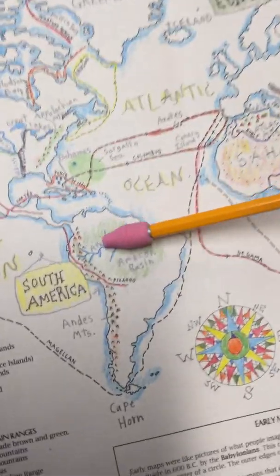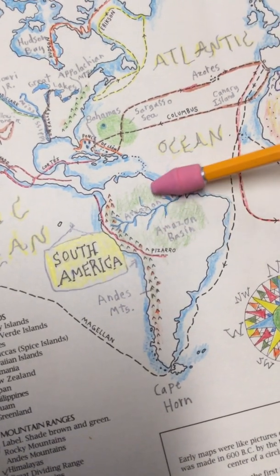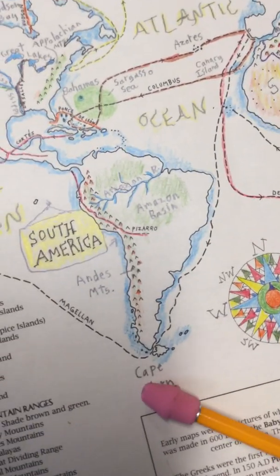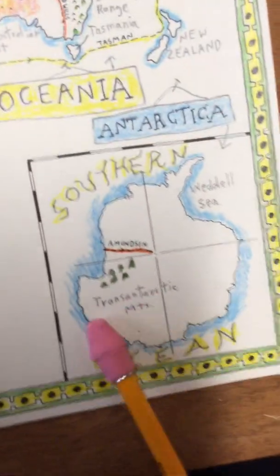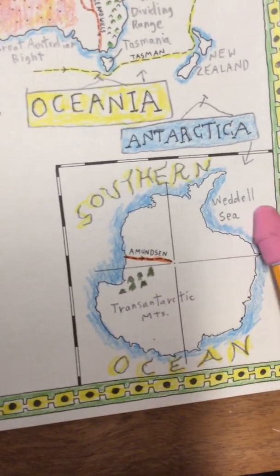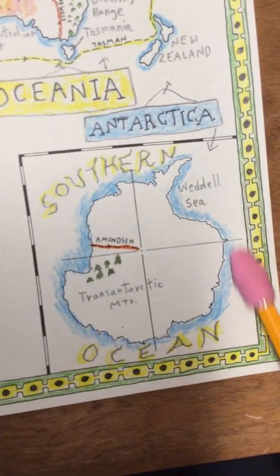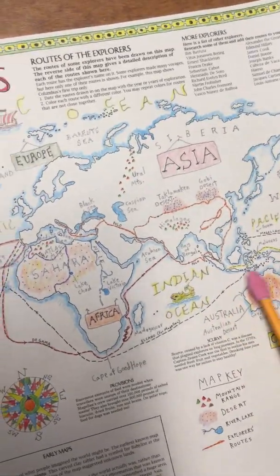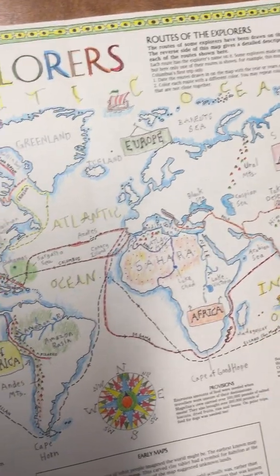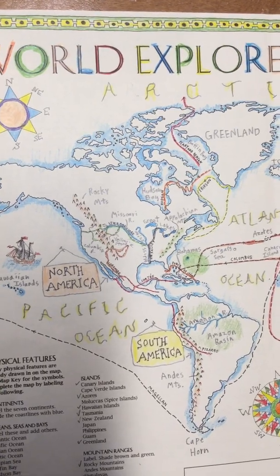We labeled the Amazon River and the Andes Mountains. We put in the Amazon Basin and Cape Horn. Those are a couple little extra things. And then over here we put in a mountain range in Antarctica, and we put the Weddell Sea. That was an easy one. And you can see I've got the coastline all shaded. I've tried to do all the coastline throughout the map. There may be some little spots I might have missed, but I'll go over it again the second and third time. Okay, and now I have a small list of things I want to do today.